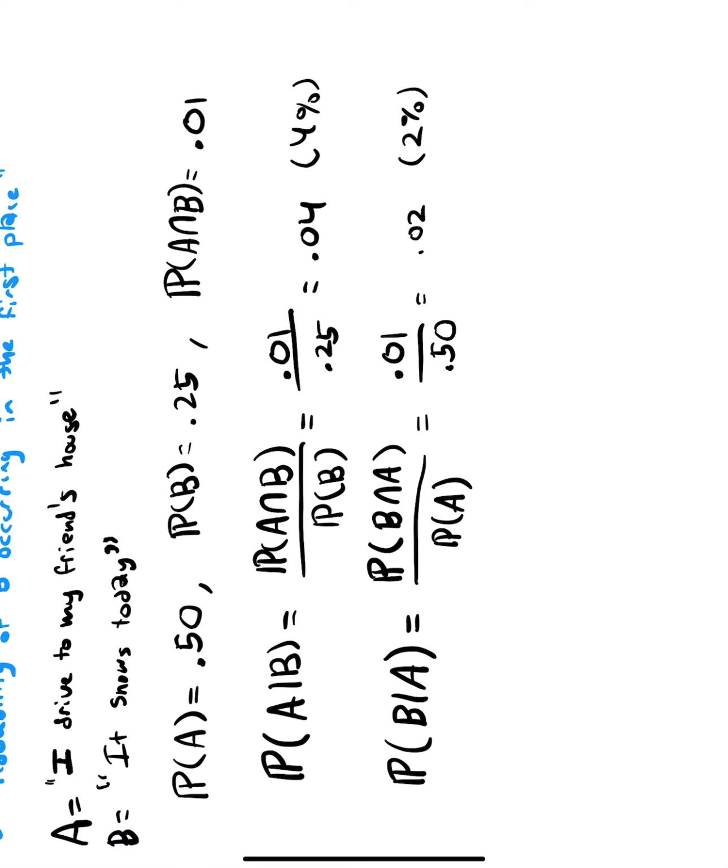So if you happen to be at your friend's house, it's not very likely that it snowed, but it could have snowed, and then you still made the decision to go. So hopefully this is an intuitive example that helps you understand Bayes' theorem.